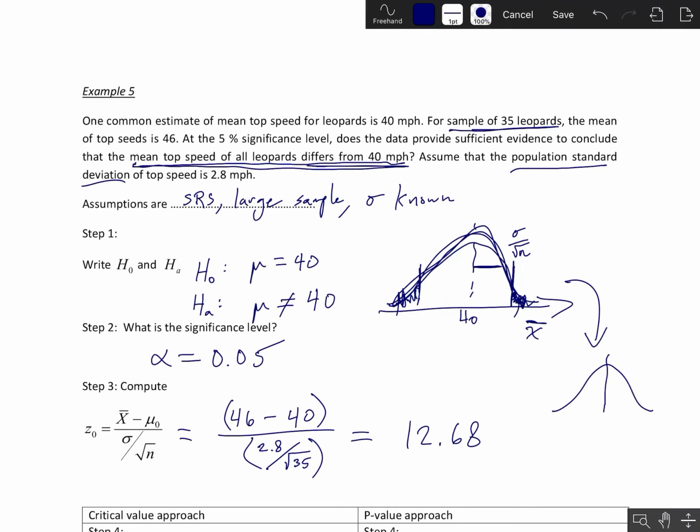12.68. So that would be the z-score. What that means is that whenever we standardize, the standardized picture is always going to be centered at 0. So we recenter from 40 to 0, and what we're getting is our test statistic lives way over here at 12.68.